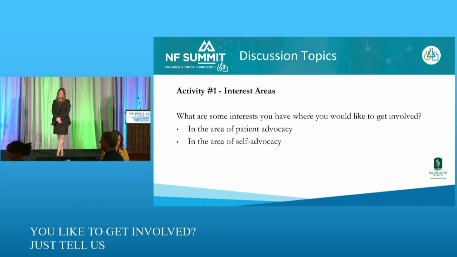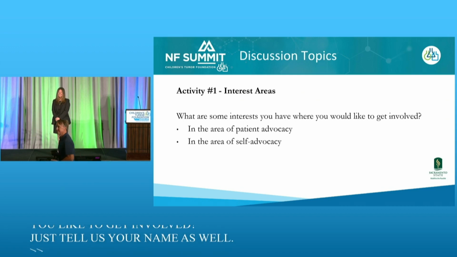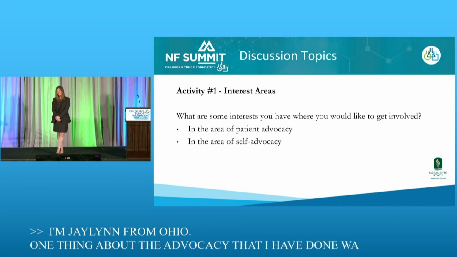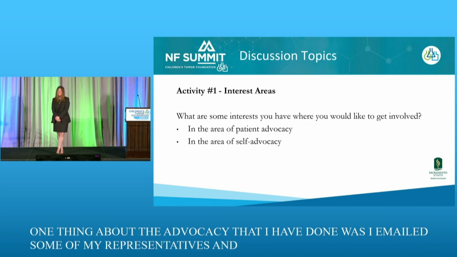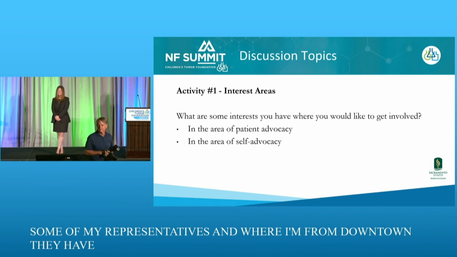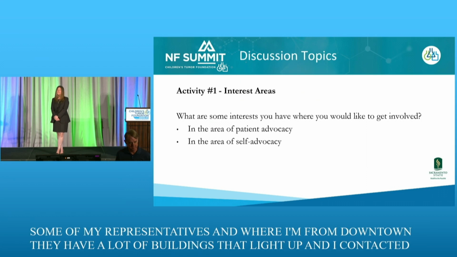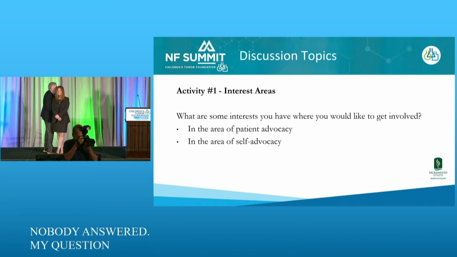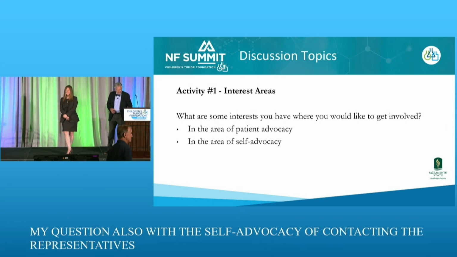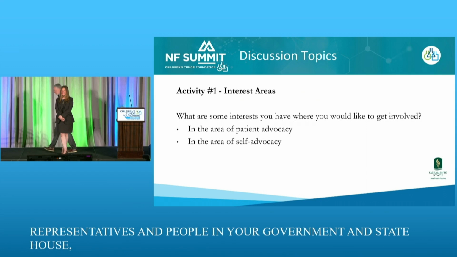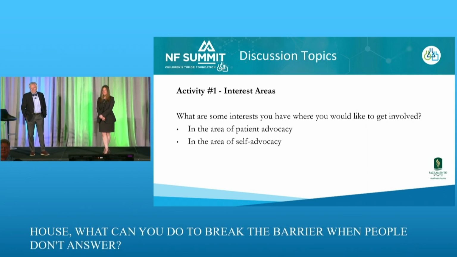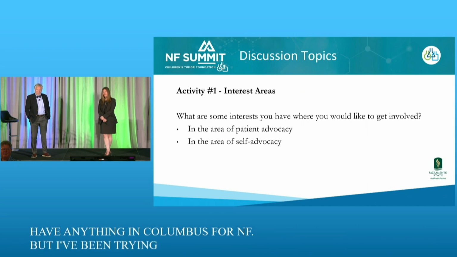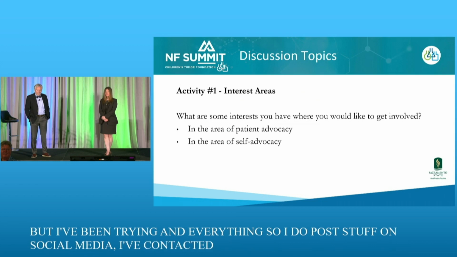I'm Jalen. I'm from Ohio. One thing about the advocacy that I have done was I emailed some of my representatives. Where I'm from downtown, they have a lot of buildings that light up, like the Empire State Building. I contacted the light company and the owner of those buildings to see if they could do the blue and green. Fortunately, nobody answered. But my question with the self-advocacy of contacting representatives and people in your government in the state house is, what can you do to break the barrier when people don't answer? Because I know in Cincinnati they have walks and everything, but they don't have anything in Columbus at all for NF. I've been trying, and I do post stuff on social media. I've contacted some people, but what do we do if no one answers?